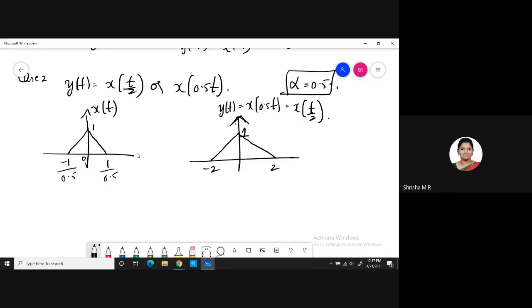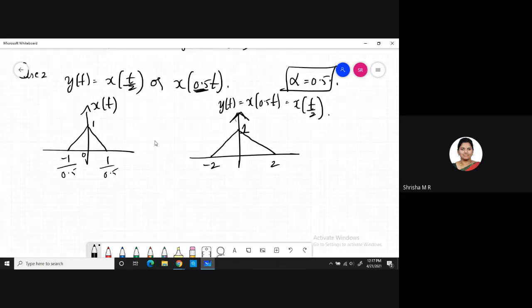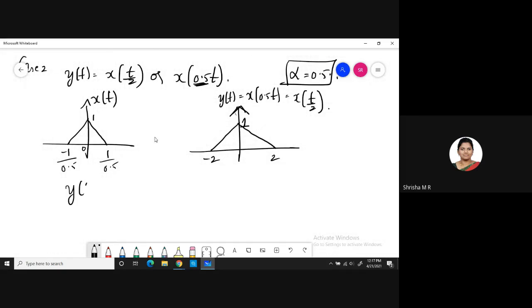Yeah, scaling means you do this work, okay? Whatever you have as the scaling factor, divide the time axis by that. Or you can do the other method which I told you. You can take iterations. y of t is equal to x of 0.5t. So y of 0 is equal to x of 0. y of 1 is equal to x of 0.5. So whatever you have at 0.5, what is the amplitude at 0.5? That you will have at y of 1.